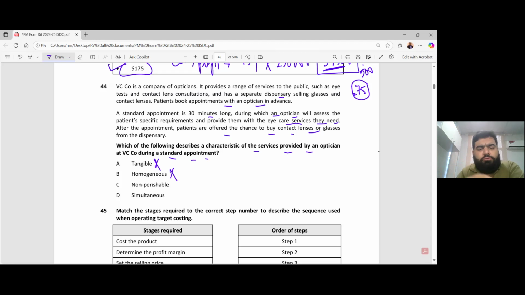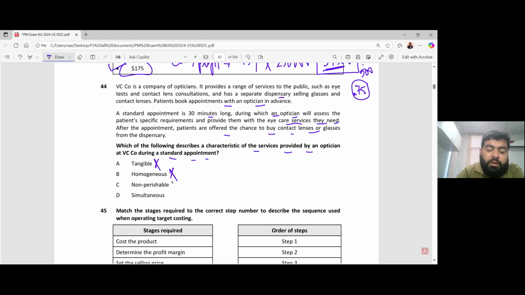Sometimes questions are more important, sometimes less important. Services are heterogeneous. Heterogeneous means every time you provide the service, there may be a chance of change, variations, obviously. So services are never homogeneous, they're not standardized. Like a product is standardized. If I make a calculator, I can make 100,000 of the same calculators. It's homogeneous. But services are not homogeneous.